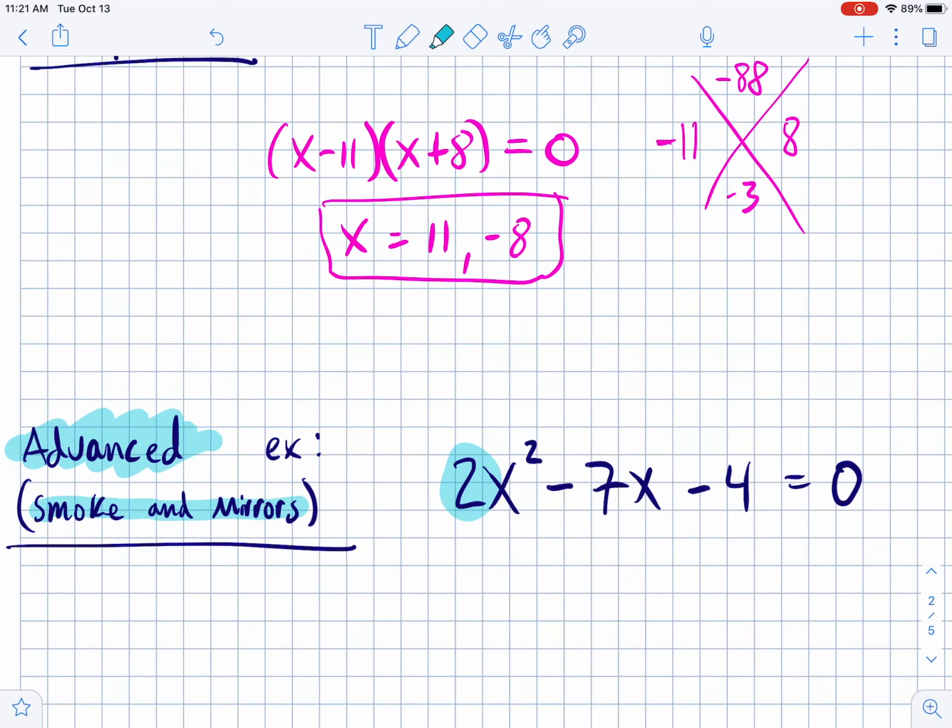So the first thing I would check, is it baby factorable? Can I take a 2 out of everything? Well, I could take a 2 out of the -4, but I can't take it out of the 7. So no, baby factoring is not an option. That's when this is a perfect smoke and mirrors candidate.